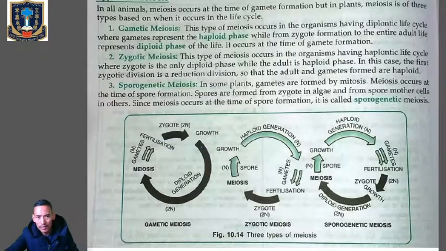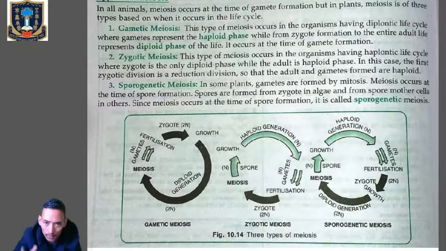Now let's see the types of meiosis. We have 3 types. Gametic meiosis occurs in diploid organisms for the formation of gametes, and gametes are haploid. This type occurs in organisms having diplontic life cycles, where gametes represent the haploid phase, which form the zygote, and the zygote forms the diploid phase.